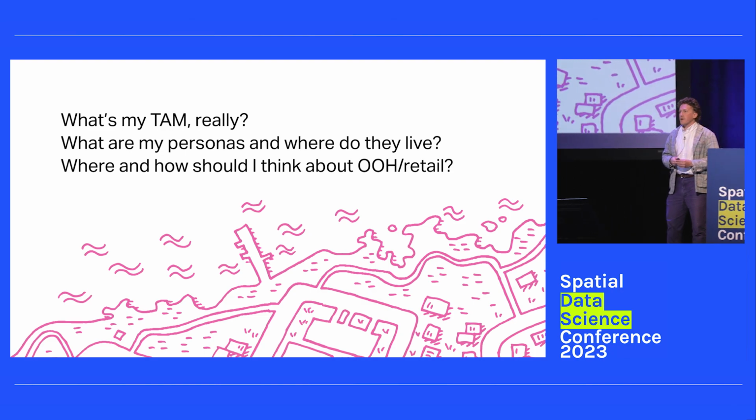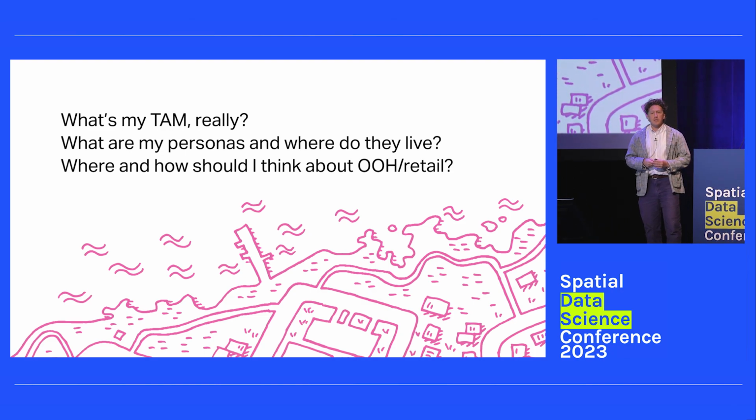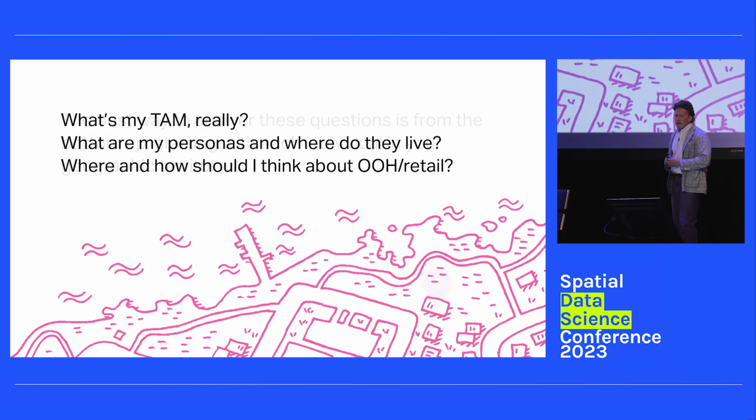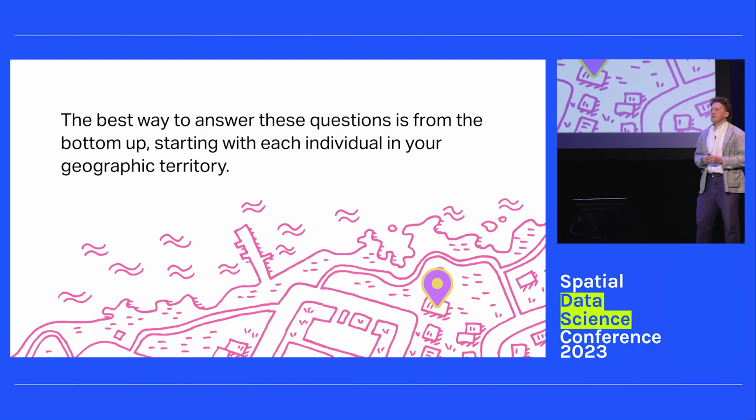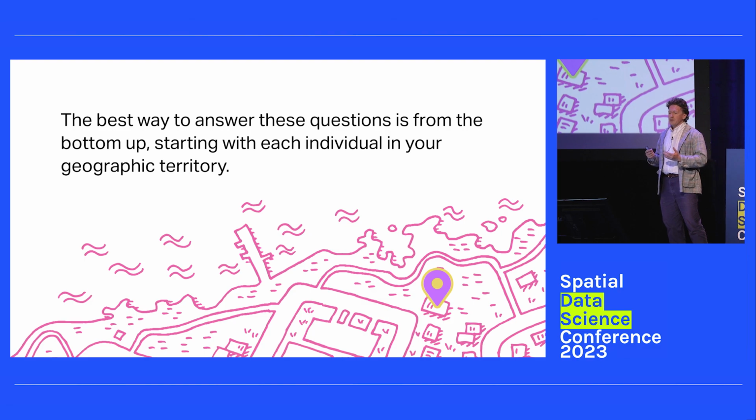And there's a lot of good ways to answer these questions. Traditionally, you would use maybe some top-down approaches looking at economic models to figure out how much people are spending in certain categories, census data, things like that. But at Faraday, we believe that the best way to answer these questions is from a bottom-up approach.